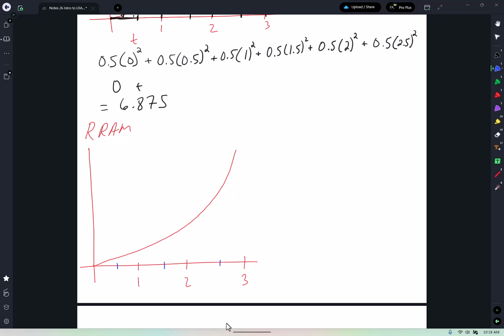You guys ready? For RRAM, use the rightmost point for your first rectangle. So in the first delta x, between 0 and 0.5, you go to the rightmost point, bam, go straight down, and then go to the left, go back to that point on that curve, and then there's your first rectangle right there. See how we did it? Second one, go to the rightmost point. So this is why it's called RRAM. And continue the pattern. You should have 6 rectangles.